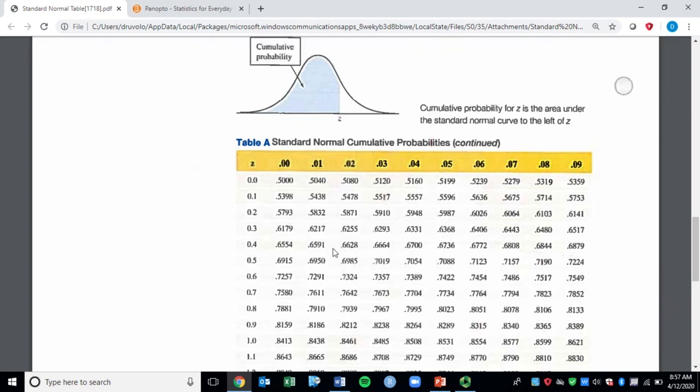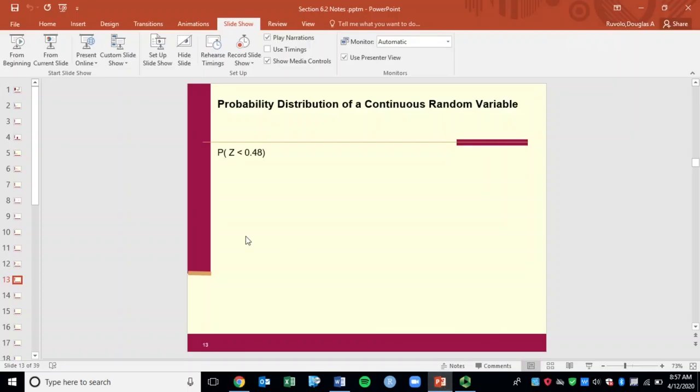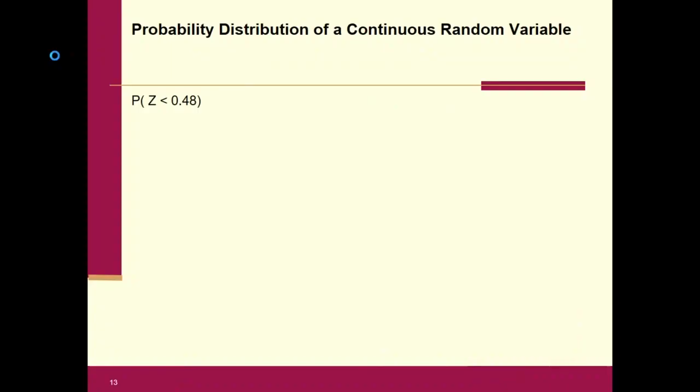Alright, so for 0.48, this page right here is still giving us less than. It doesn't matter if the z-score is positive. This table is always giving us less than. So for 0.48, we have 0.6844. So 0.6844 is our answer.